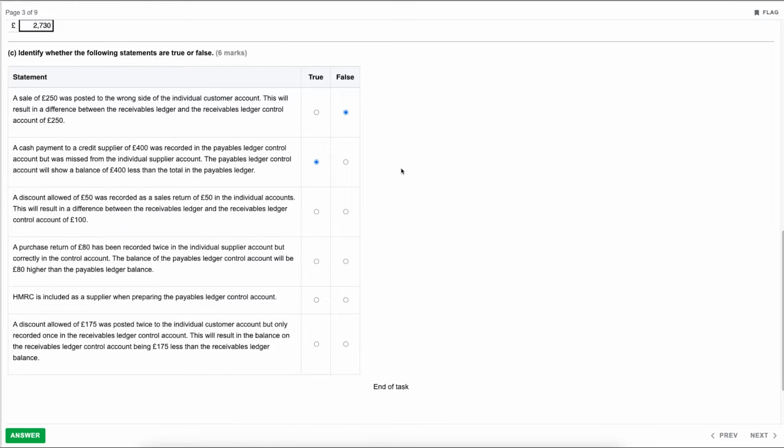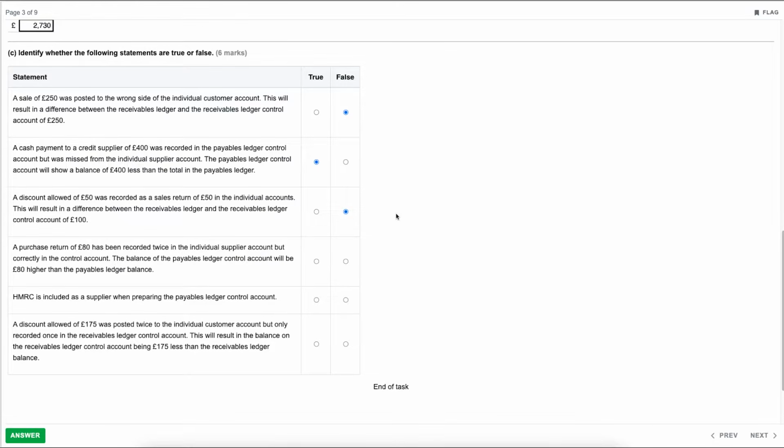The third one, a discount allowed of £50 was recorded as a sales return of £50 in the individual accounts. This will result in a difference between the receivables ledger and the receivables ledger control account of £100. So this one would be false. The reason being, they actually go on the same side.